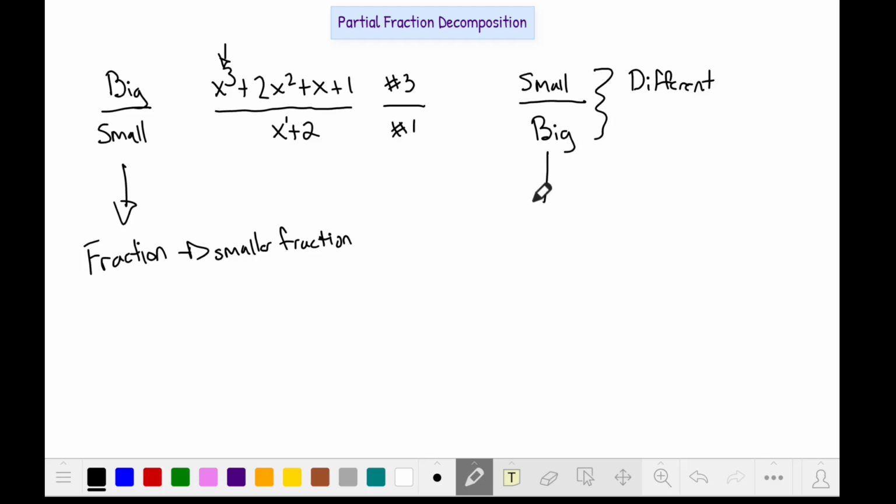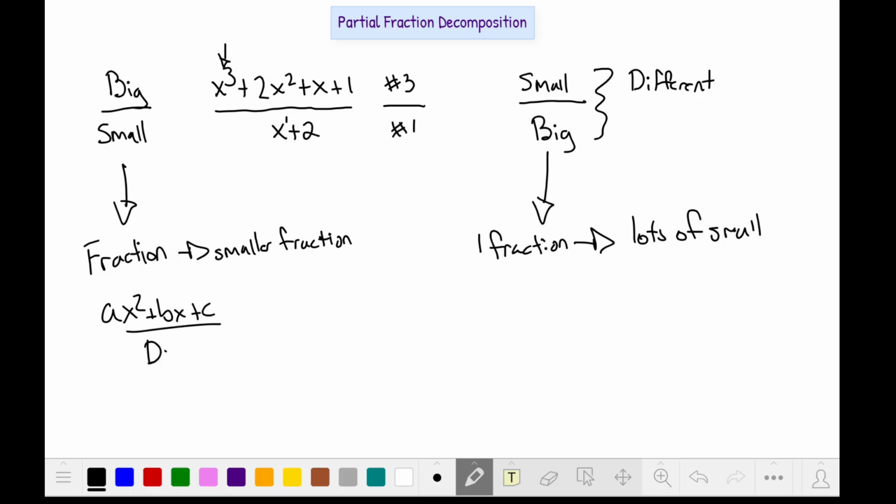But from small to big, we can't get smaller fractions. What we end up doing is we get one fraction and we split it into lots of small ones. So it's going to look a little different. Whereas here we would have ax squared plus bx plus c divided by some dx plus e would look like some sort of either fx plus g if it didn't have a decimal point, or fx plus g plus h over ex if it did.